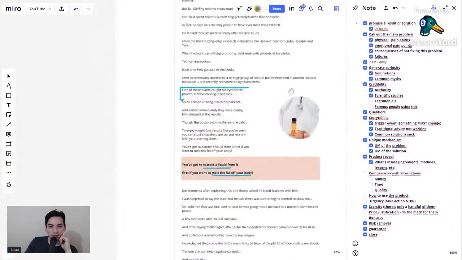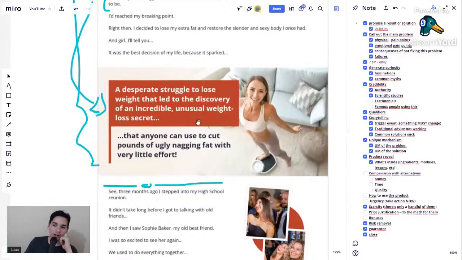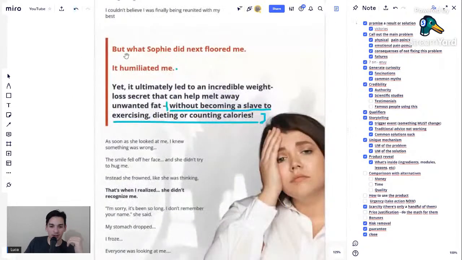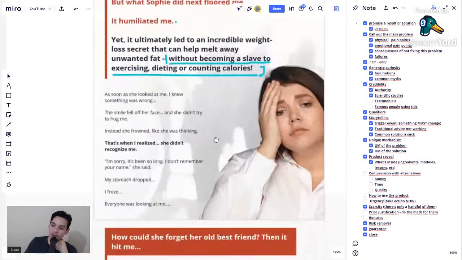In the sense that you have, for example, let's see. Right, this is a fascination. A desperate struggle to lose weight that led to the discovery of an incredible, unusual weight loss secret that anyone can use to cut pounds of ugly nagging fat with very little effort. It's not a fascination in the sense that it's not a bullet point, but it's still a fascination. And this one is another fascination. But what Sophie did next for me, it humiliated me, yes, ultimately led to an incredible weight loss secret that can help melt away unwanted fat without becoming a slave to exercising, dieting, or counting calories, right? This is a fascination. This makes you want to keep reading.